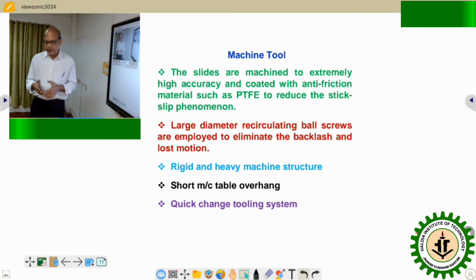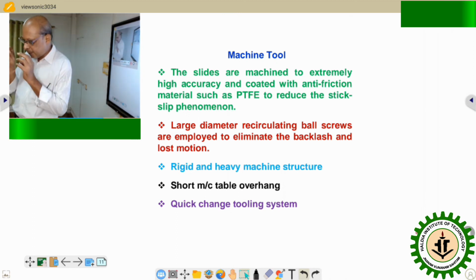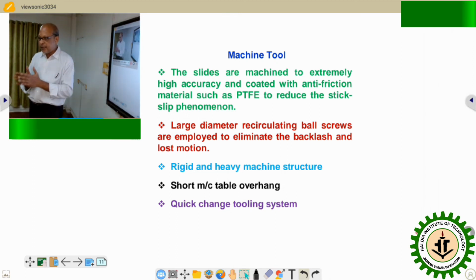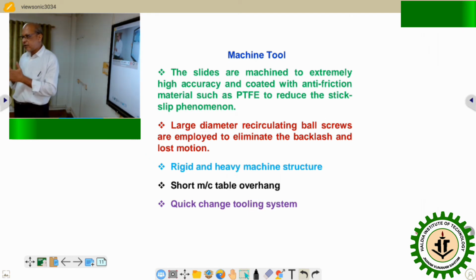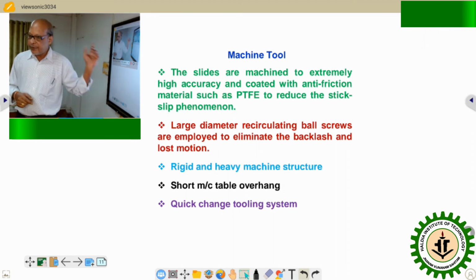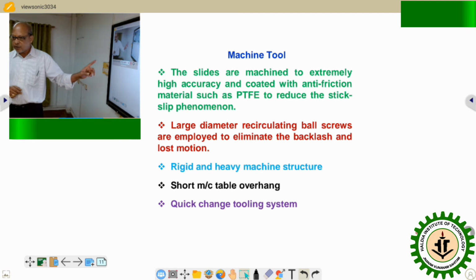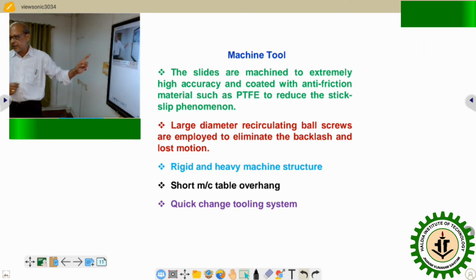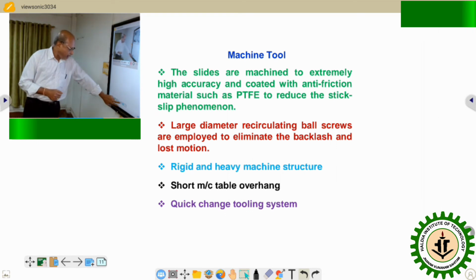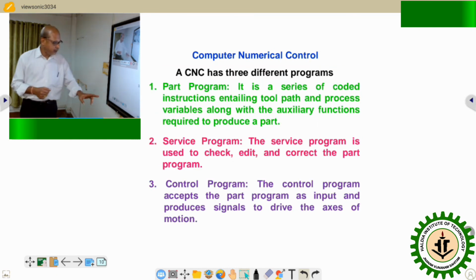The basic physics behind this improvement in accuracy is that, unlike the previous case where the friction was sliding friction, here it is replaced by rolling friction, and the rolling friction coefficient is much lower than the coefficient of sliding friction. So that is a very significant modification carried out at the machine tool level. I will come to a few diagrams, but before that, what are the other features?